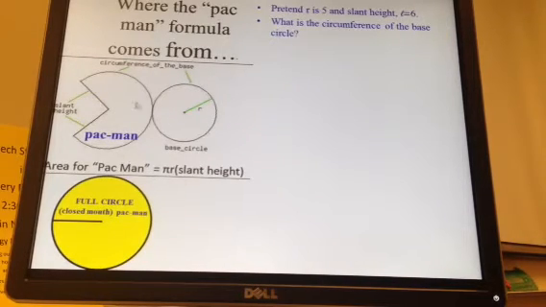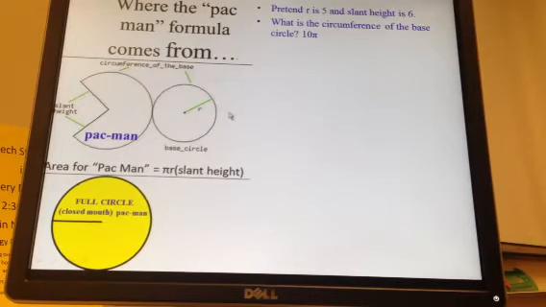Okay, I want to talk about where this Pac-Man formula comes from. So let's plug in some different numbers. Pretend the radius now is 5 and the slant height is 6. So what's the circumference of the base here? Diameter times pi is my circumference, so that is 10 pi.